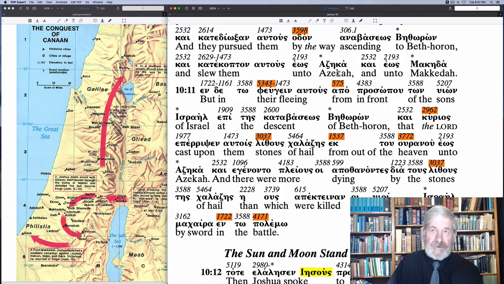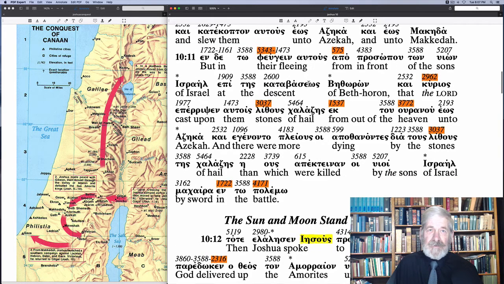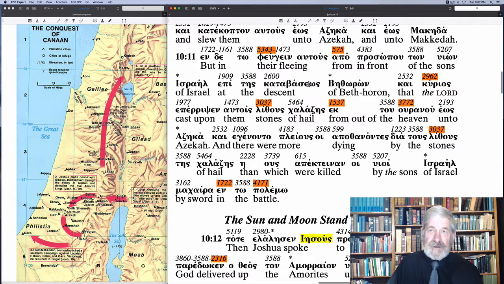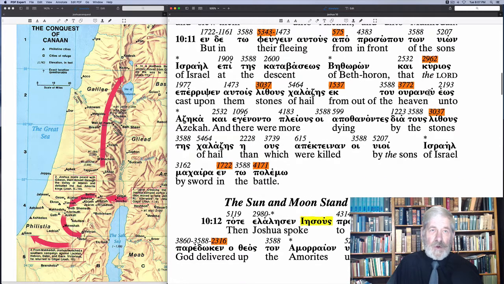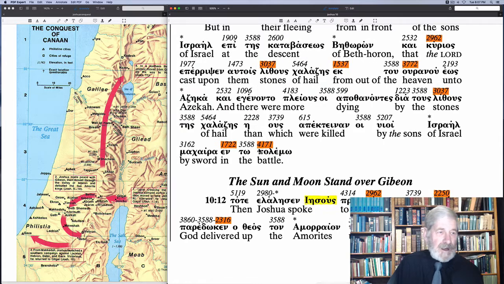And they slew them unto Azekah and Makkedah. Here's Makkedah. So they came over there, slew them. But in their fleeing, phevgo, that is a word that we have, fugitive, comes from that, fuge and phevgo. But in their fleeing from in front of the sons of Israel, upon the descent of Beth Horon, the Lord cast upon them stones of hail from out of the ouranos, the heaven, unto Azekah.